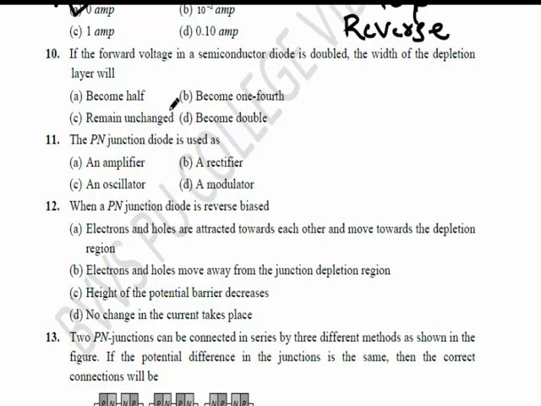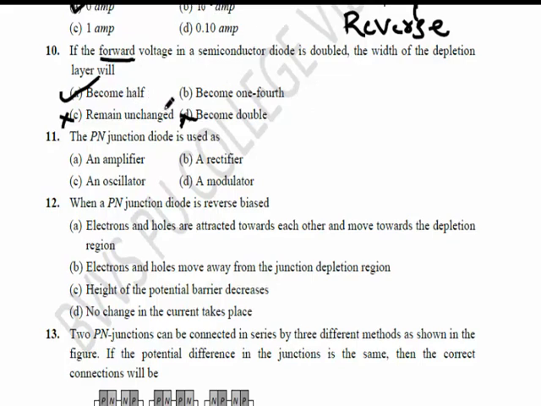If you apply the forward voltage, the depletion layer will automatically decrease. So C is not possible. It will not be unchanged or become doubled. If the voltage is doubled, it will decrease, it will not get doubled. So which is the correct option, A or B? If forward bias voltage is doubled, the depletion layer becomes half. So option A is correct. On applying more and more voltage, the depletion layer will decrease because it is forward, not reverse. Forward bias will decrease the depletion layer, becoming half.